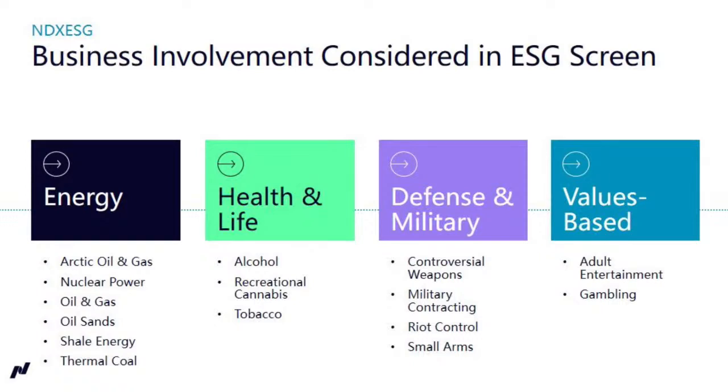We also exclude names if they have a controversy level of 5. Sustainalytics is going to assign a controversy level of 1 to 5, 5 being the worst. We also exclude names if they have a risk rating that would be considered severe, which is over 40. And then we also exclude if the company is said to have violated or is non-compliant with the United Nations Global Compact.